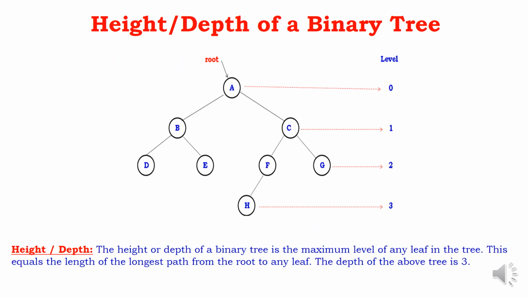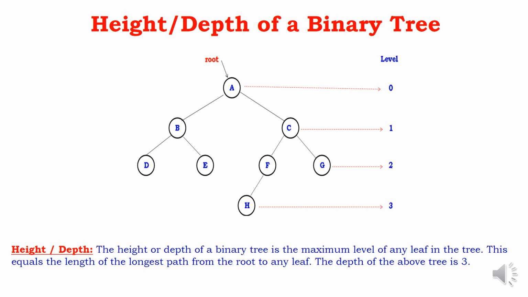Height or depth of a binary tree. The height or depth of a binary tree is the maximum level of any leaf node, because the leaf node is the last node of the binary tree. This equals the length of the longest path from the root node to any leaf node. The depth of the above binary tree is 3.